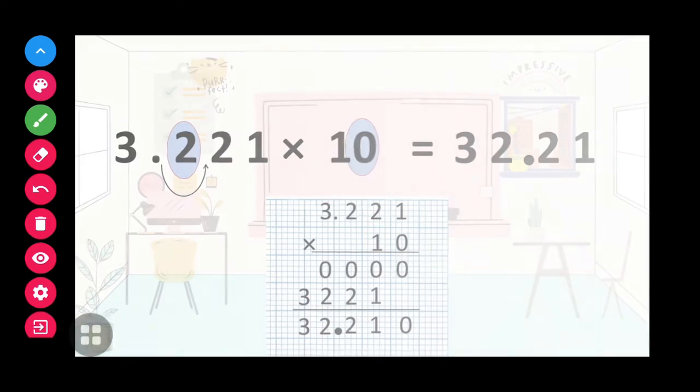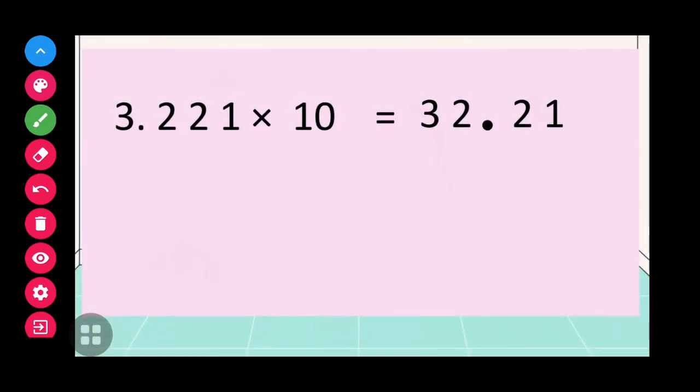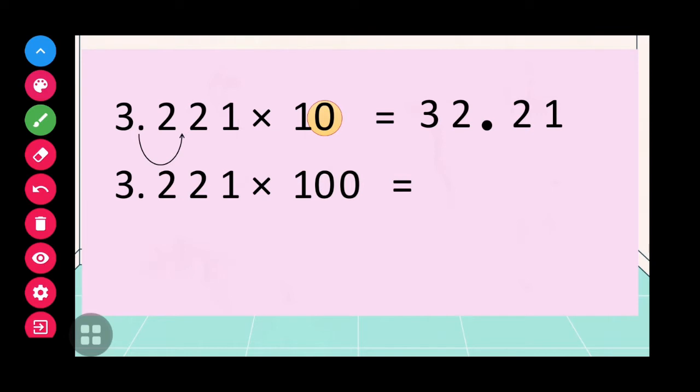Now we have the same number, and you notice that it has only 1 zero, so the decimal point shifted only one place backward. Now we have 3.221 into 100. This 100 is a power of 10 and it has 2 zeros in it. So what will happen to the decimal point? Yes, you are correct. It will shift 2 places backward, because there are 2 zeros in 100. So the answer will be 322.1.